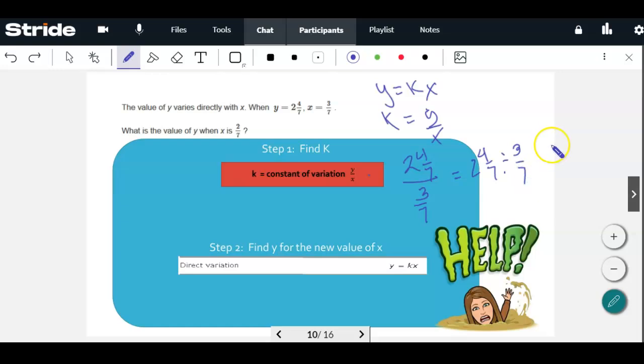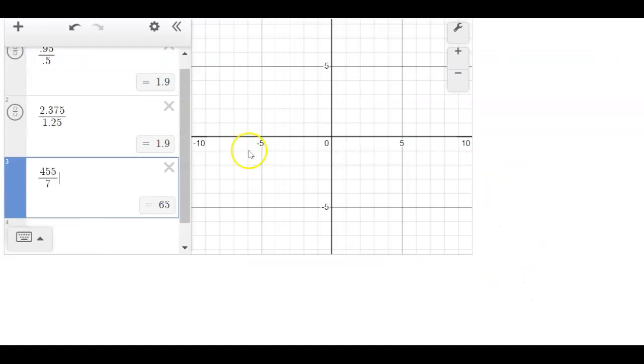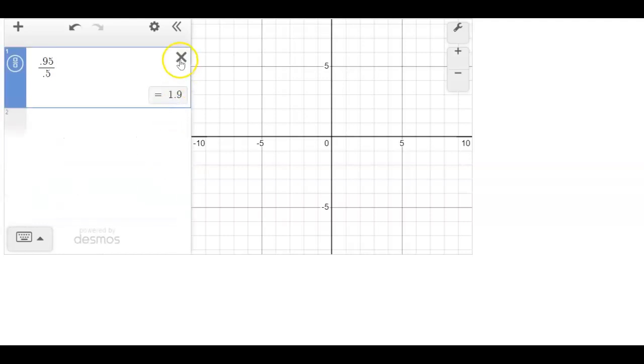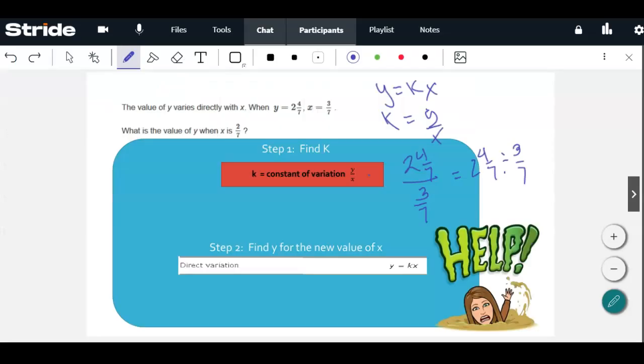All right, so what does that look like on the calculator? You can put it just like you see it here. So 2 4/7, let me see that. I'm going to put my fraction bar first, 2, space away a little bit, so that separates it, and then 3 over 7. So it's 6. So that k is 6. So the equation, oh, actually, we're not done yet.